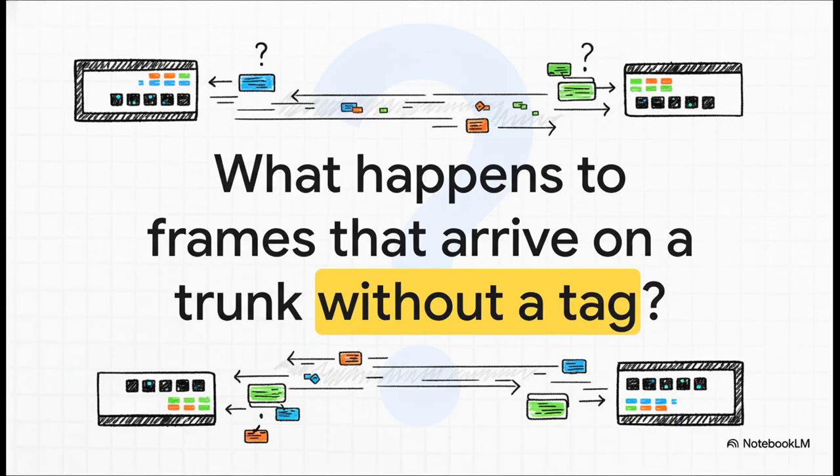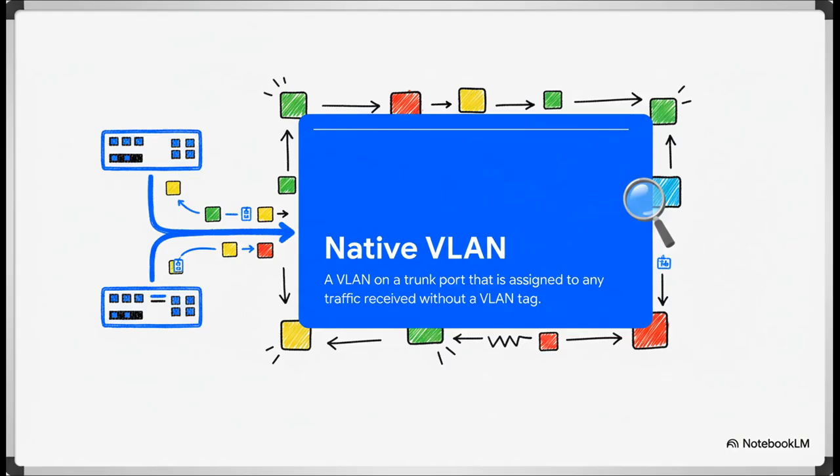There has to be a default plan for this mystery mail. And that plan is called the native VLAN. You can think of it as the network's general delivery mailbox or its lost and found department. Any traffic that shows up on a trunk port without one of those 802.1Q tags is just immediately assumed to belong to whatever VLAN you've designated as the native VLAN.